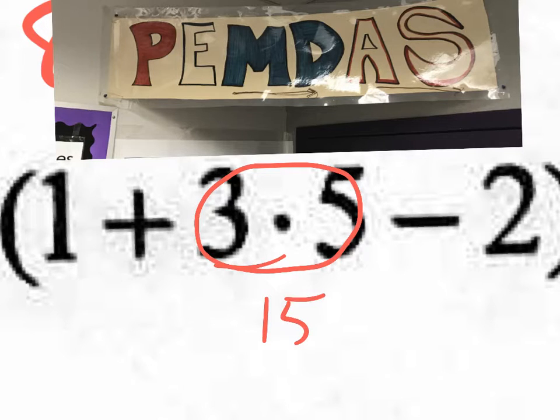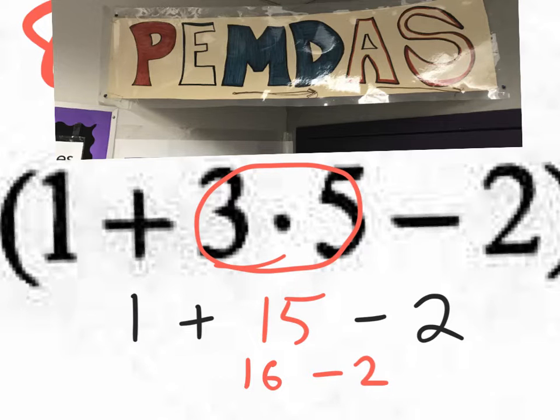That's 15. Let me bring down everything else. There's a 1, there's a plus, there's a minus, there's a 2. Now, I could rewrite the whole thing, but I know I'm still working on the inside of the parentheses. So let's actually finish up the inside of the parentheses. We have now addition and subtraction. So we just go from left to right. So yeah, 1 plus 15 is 16. And 16 minus 2, 14.